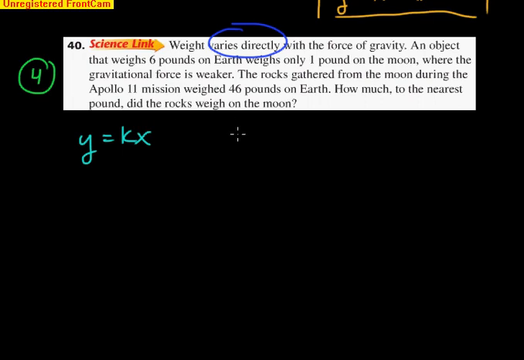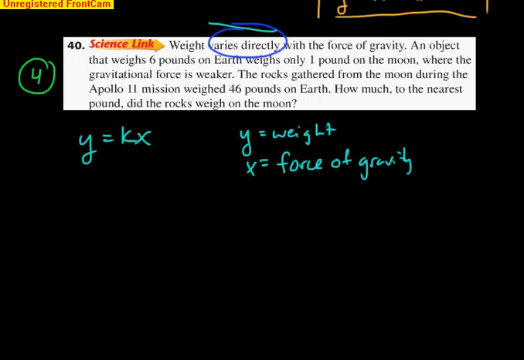Now, it says weight varies directly with the force of gravity. So maybe we should say, let's let y be the weight, and let's let x be the force of gravity. So maybe you want to write that down so you know what you're dealing with. The other thing you could do is you could change the letters to match something else. So you could let w be y and, I don't know, f be x. But let's just leave it as y equals kx. y is the weight, x is the force of gravity. Remember, go in order. Let me draw an arrow. Go in order. y equals kx, right? This is y.